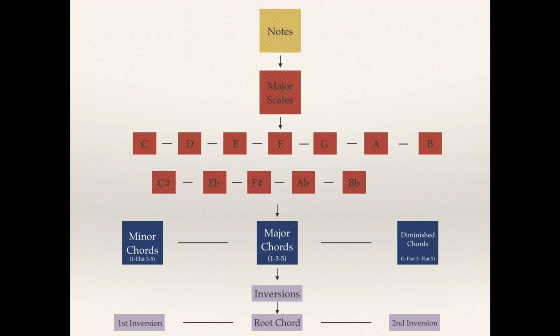And then diminished. With diminished, it's going to be the 1, the flat 3, and the flat 5. That should be pretty self-explanatory. So if we played the C diminished chord, instead of C, E, G, it'll still be C. Instead of E, we're going to flatten the E, which is the 3, and it's going to go E flat.